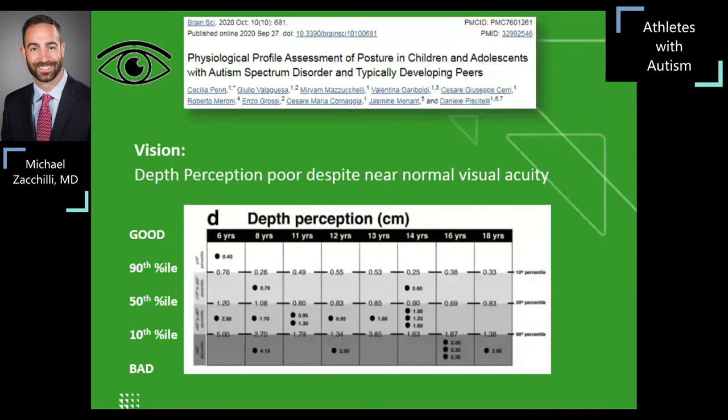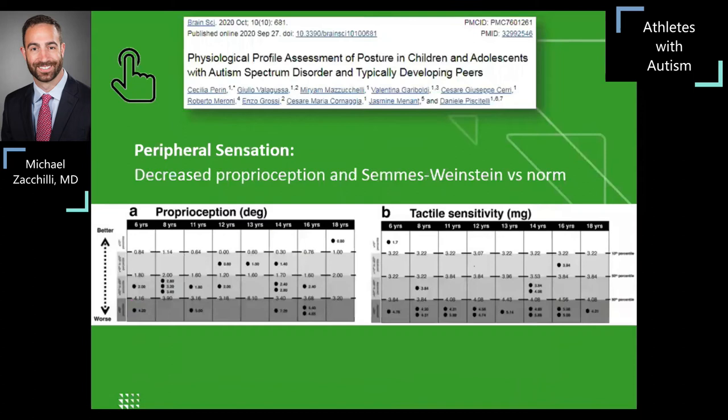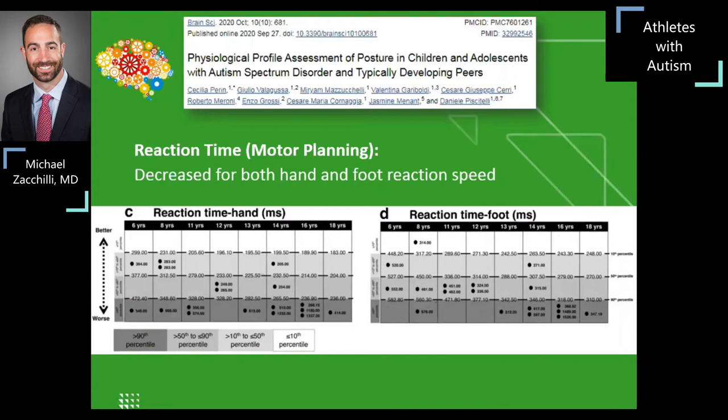This is an example of depth perception. So these dots represent patients. You'll notice the majority fall below 50th percentile. So vision is affected clearly. Peripheral sensation for both proprioception and pressure. We see, again, very poor performance of these patients relative to norms. Same is true of reaction time, both for hand and foot reaction time. Again, majority of patients falling below 50th percentile and just over a quarter falling in the lowest 10th percentile function.